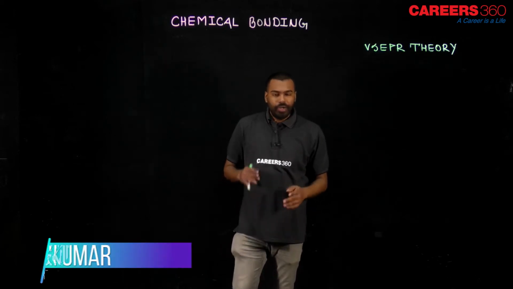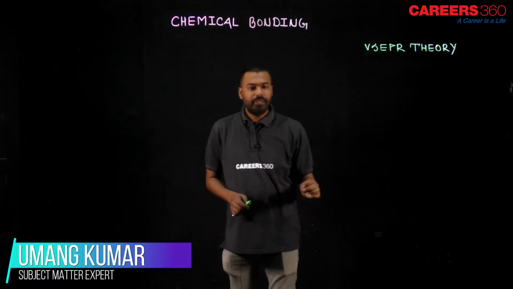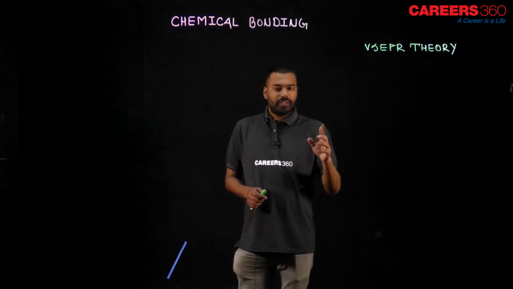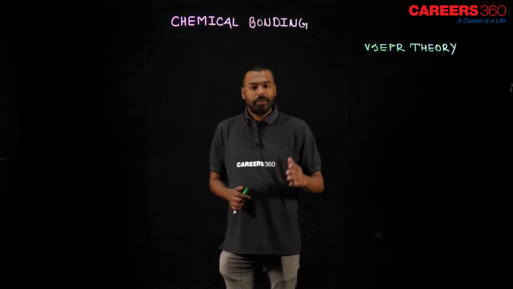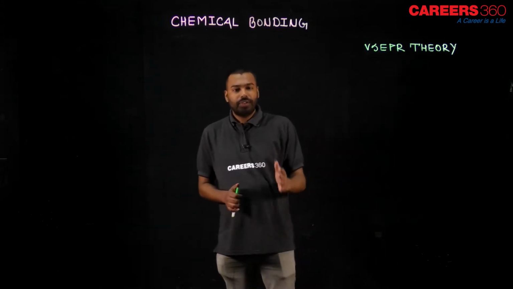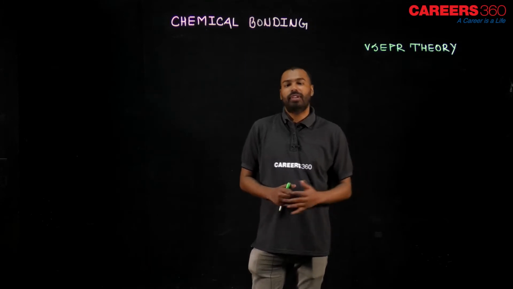Dear student, today's topic is VSEPR theory. The full form is V for valence, S for shell, E for electron, P for pair, R for repulsion: Valence Shell Electron Pair Repulsion theory.